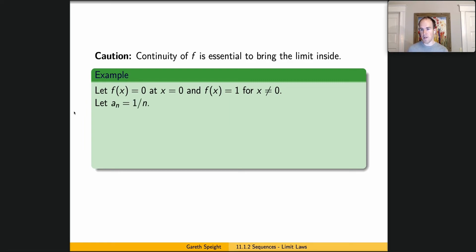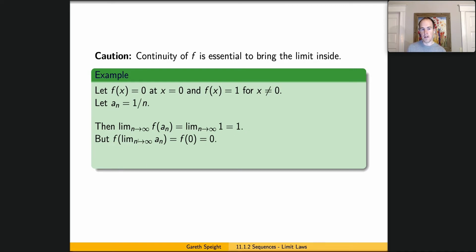And let me look at the simple sequence a_n is 1 over n. And let's compute two things. Firstly, if we look at the limit of f of a_n, what is f of a_n? Well, a_n is 1 over n, which is clearly non-zero. So the value at 1 over n is going to be 1. For instance, the value at a half is 1, the value at a third is 1, the value at a fourth is 1, and so on. The function values away from 0 are always 1. So in this case, f of a_n is going to be 1. We have the limit of 1. That's just 1.